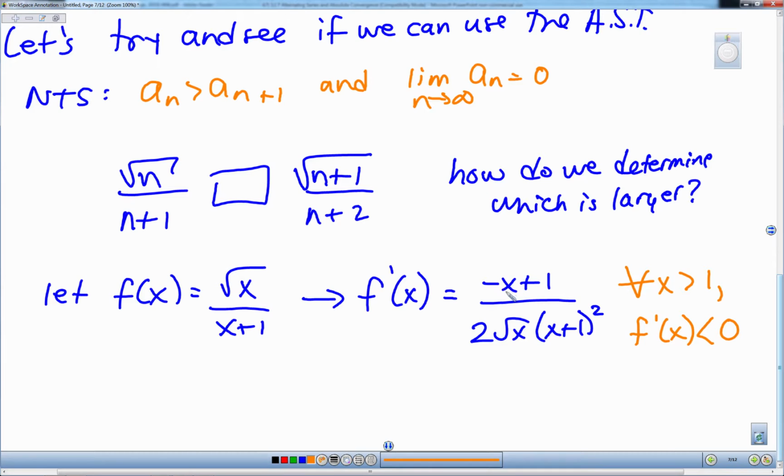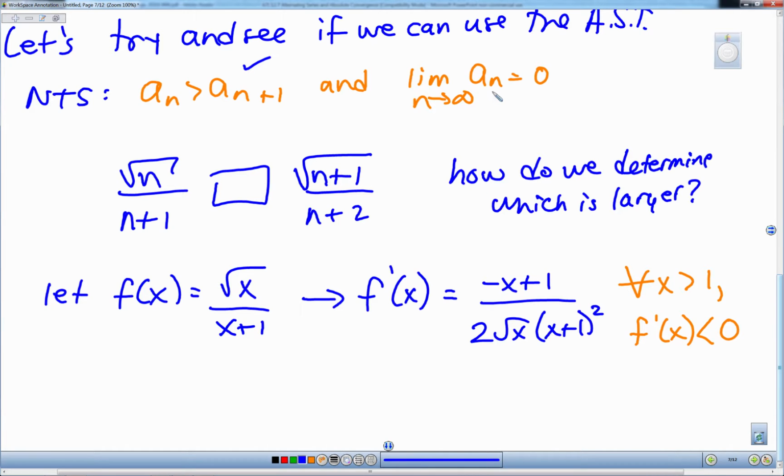If you plugged in 2, that would be negative 2 plus 1, and the numerator, no matter what, is going to be negative. If you plugged in 3, you would have negative 3 plus 1, negative 4. Doesn't matter. For all values of x greater than 1, we end up with something less than 0 in the numerator and positive in the denominator, so therefore this thing is decreasing. So we have satisfied the first part of the conditions for the alternating series test.